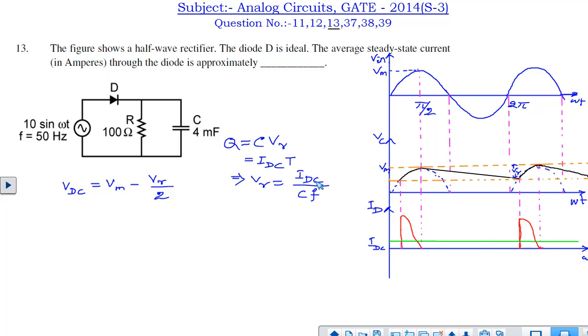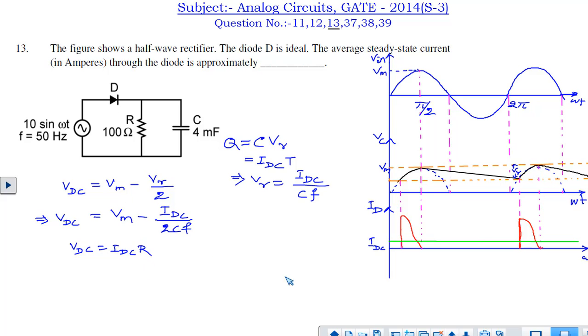VR will be equal to IDC divided by C into F. F is nothing but the 50 Hz, the input frequency. If we substitute this here, we get the expression VDC is equal to Vm minus IDC by 2CF. Now VDC is nothing but the average value of the IDC current flowing through this resistor R. So VDC is nothing but IDC into R.